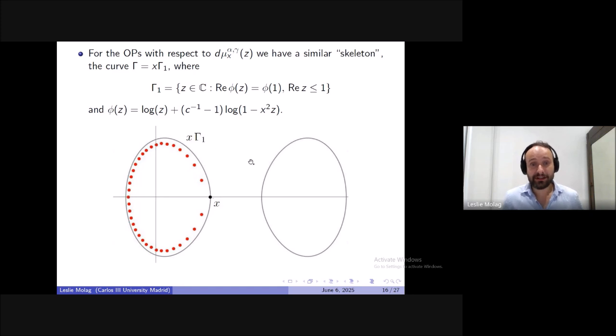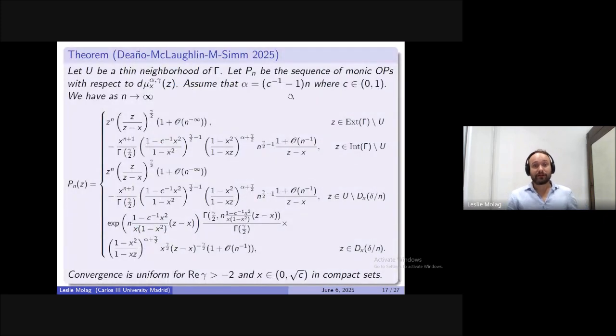And you can already see in this simulation here that indeed the zeros which are plotted here, I think this is for n equals 25 if I'm not mistaken, are attracted by this curve on the left. This curve on the right, by the way, is part of the same level curve, but we're only considering the curve on the left. That's the one that attracts the zeros. Okay, so let's see if we can put this in formulas. So this is our first result.